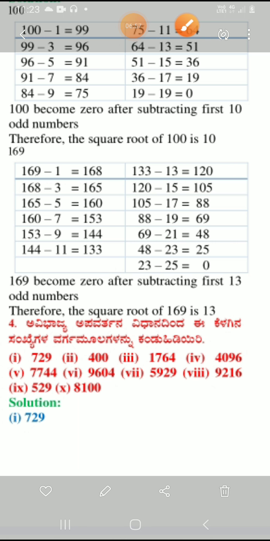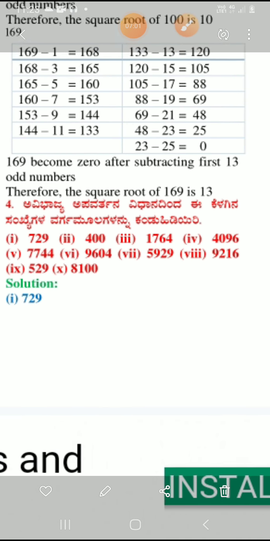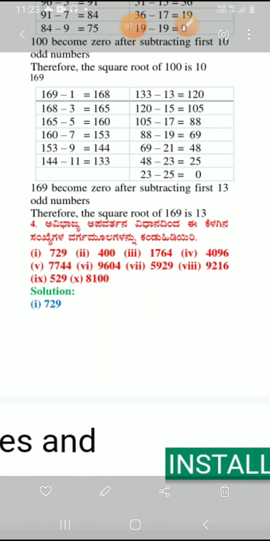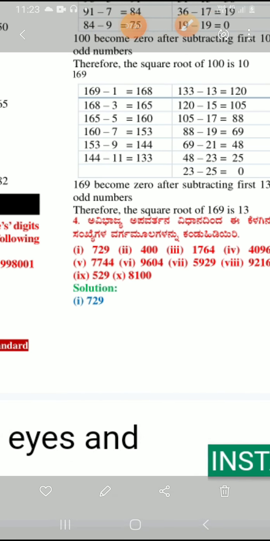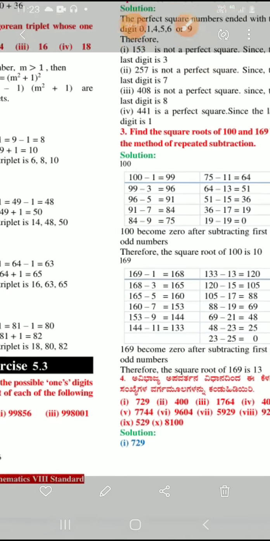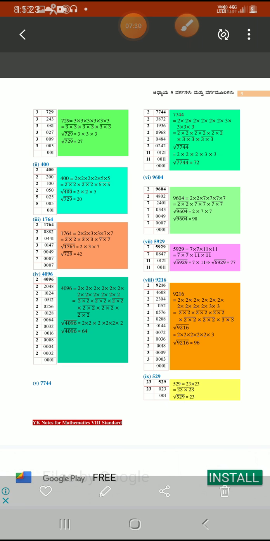Okay, next problem. Here the question is given in Kannada. Kindly refer to the textbook and write in English. So the English question is: find the square root of the following numbers. Square root of the following numbers. So the first number is 729. Look at it by pairing. By pairing we find the square root of the following numbers.